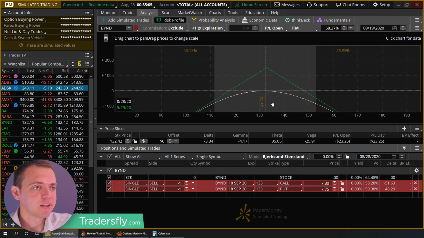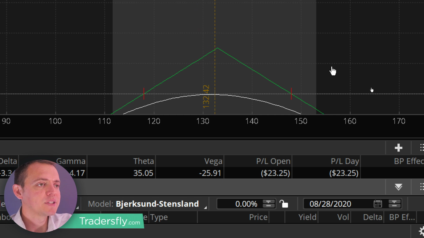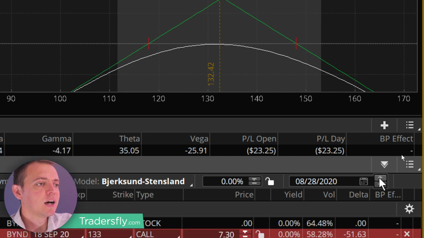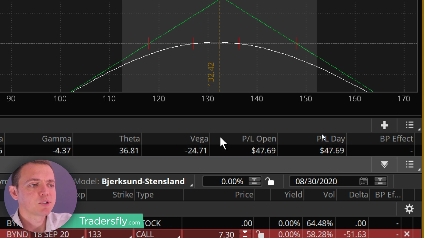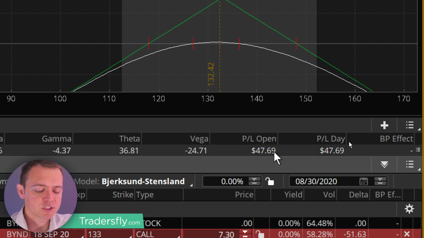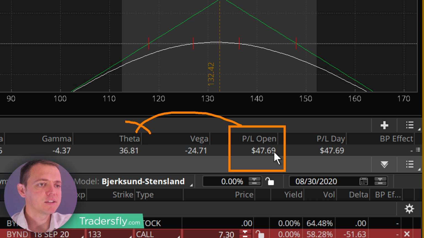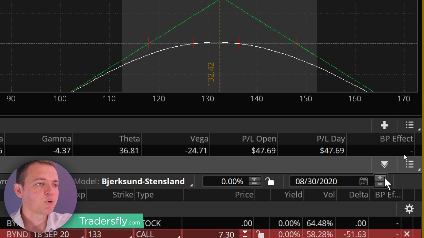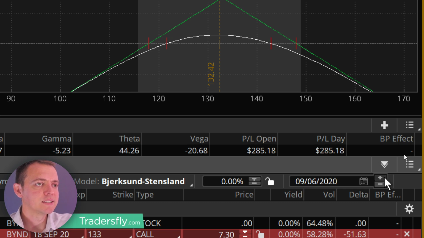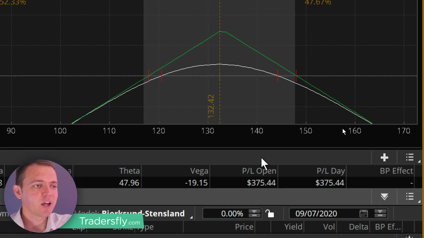Now here's the beauty behind it. The white line is today, green line is at expiration. Take a look at what happens when I move this hypothetical time frame forward. So that white line keeps growing, and you can see my profit and loss right here also starts growing by the number of theta. So I get $36 added to the current profit and loss. So again, a few days into it, you can see you capture a lot of time premium, and then you can get out. You can get out of it early.